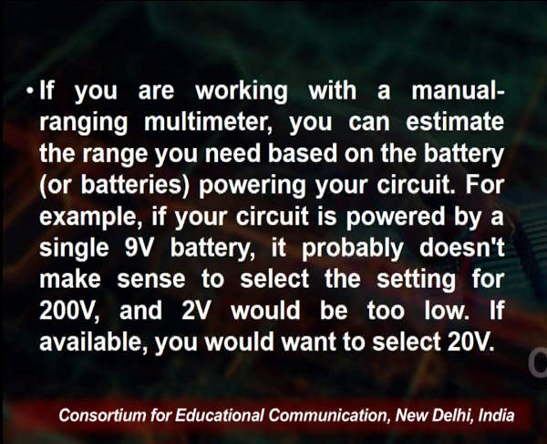It means 2 volt would be too low. So as we are using a 9 volt battery, we select the 20 volt setting. Up to 20 volt, we can measure the voltage of the 9 volt battery. By choosing the appropriate value, we can measure the required result. Then touch the probe tips to the circuit in parallel with the element we measure the voltage across.